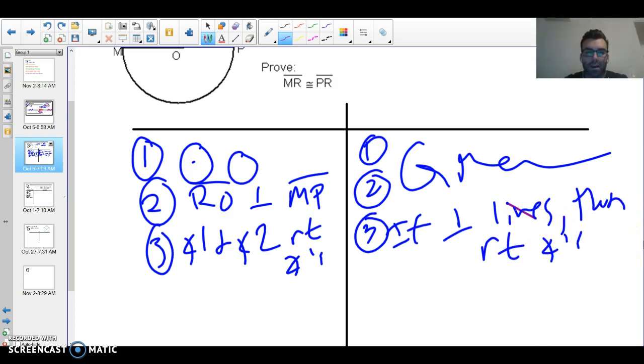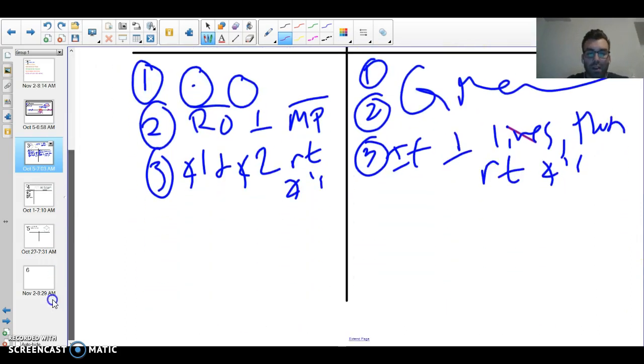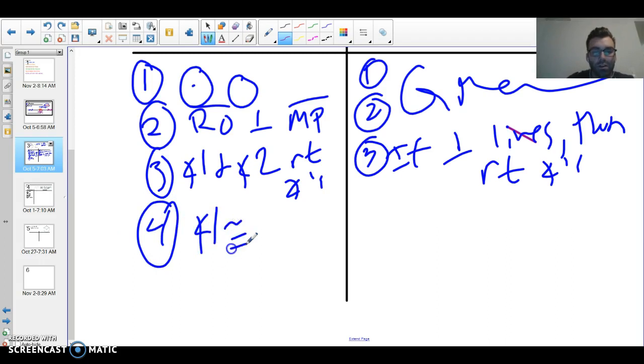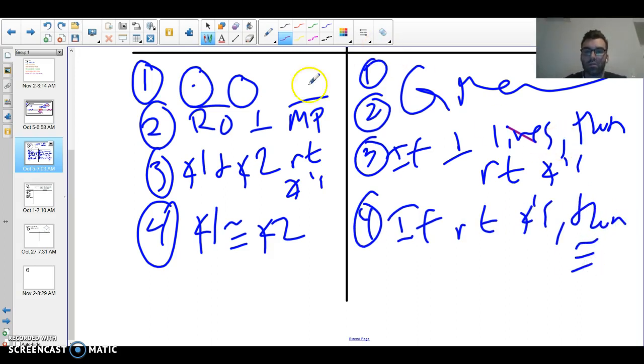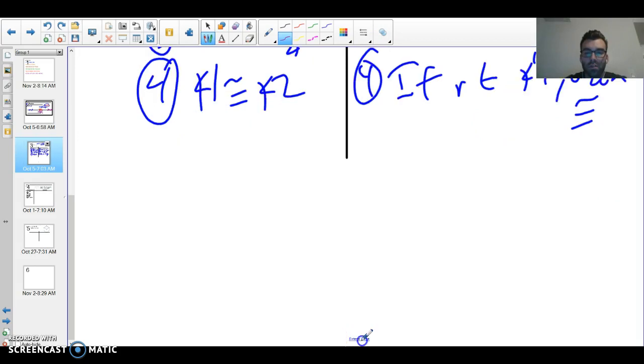Now, since I know that they are right, I can also state that angle 1 is congruent to angle 2. If right angles, then congruent. Okay. Next thing. All right, I'm given angle 1 is congruent to angle 2. All right, that's good.